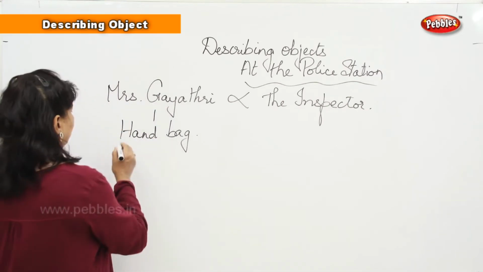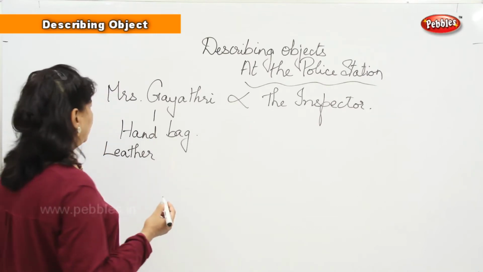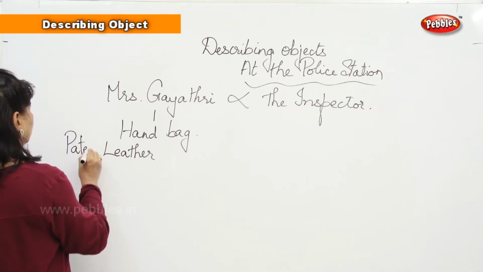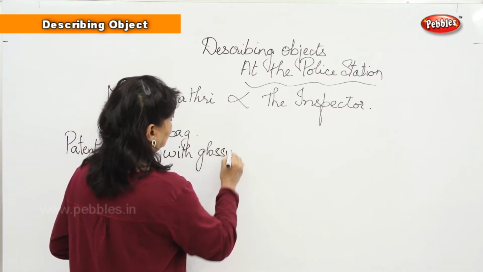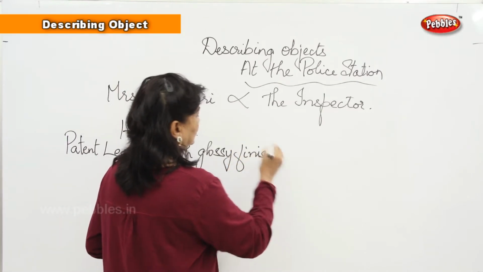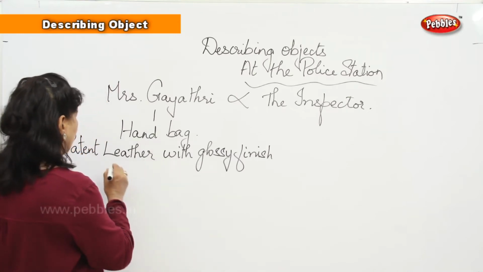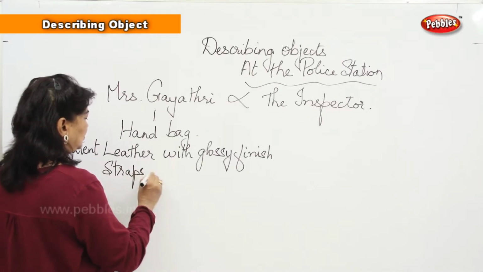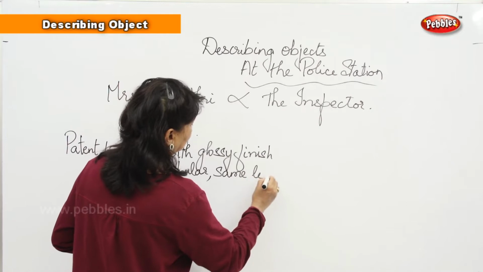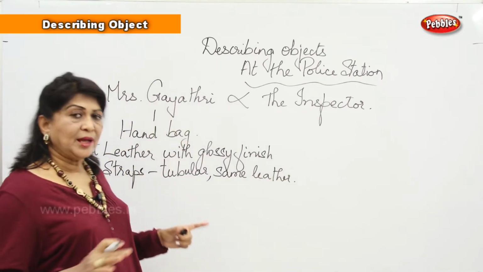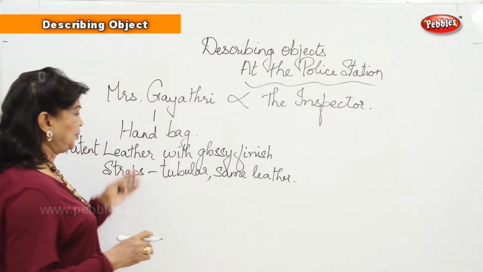It is a leather handbag. It's made of patent leather, and it has a glossy finish. Okay, now the straps are also of the same tubular, same leather. Sometimes the bag will be canvas and the straps will be leather, or vice versa. Here we have the same straps made of the same leather.